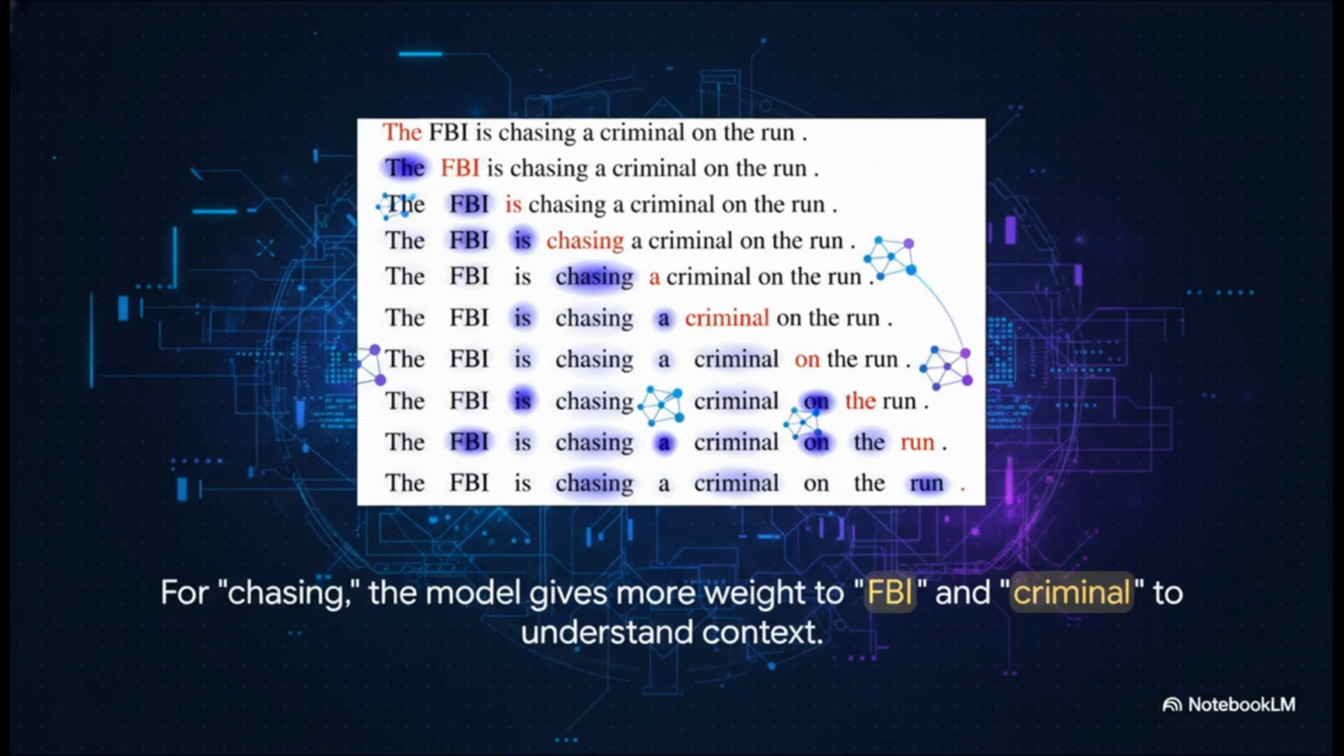Here, this is a perfect example of it in action. In the sentence, "The FBI is chasing a criminal on the run," when the model looks at the word "chasing," that self-attention mechanism just knows that "FBI" and "criminal" are the most important words to pay attention to. It gives them more weight, more importance, so it understands who is doing the chasing and who's being chased. It's not just seeing words in a line, it's seeing a whole web of relationships.